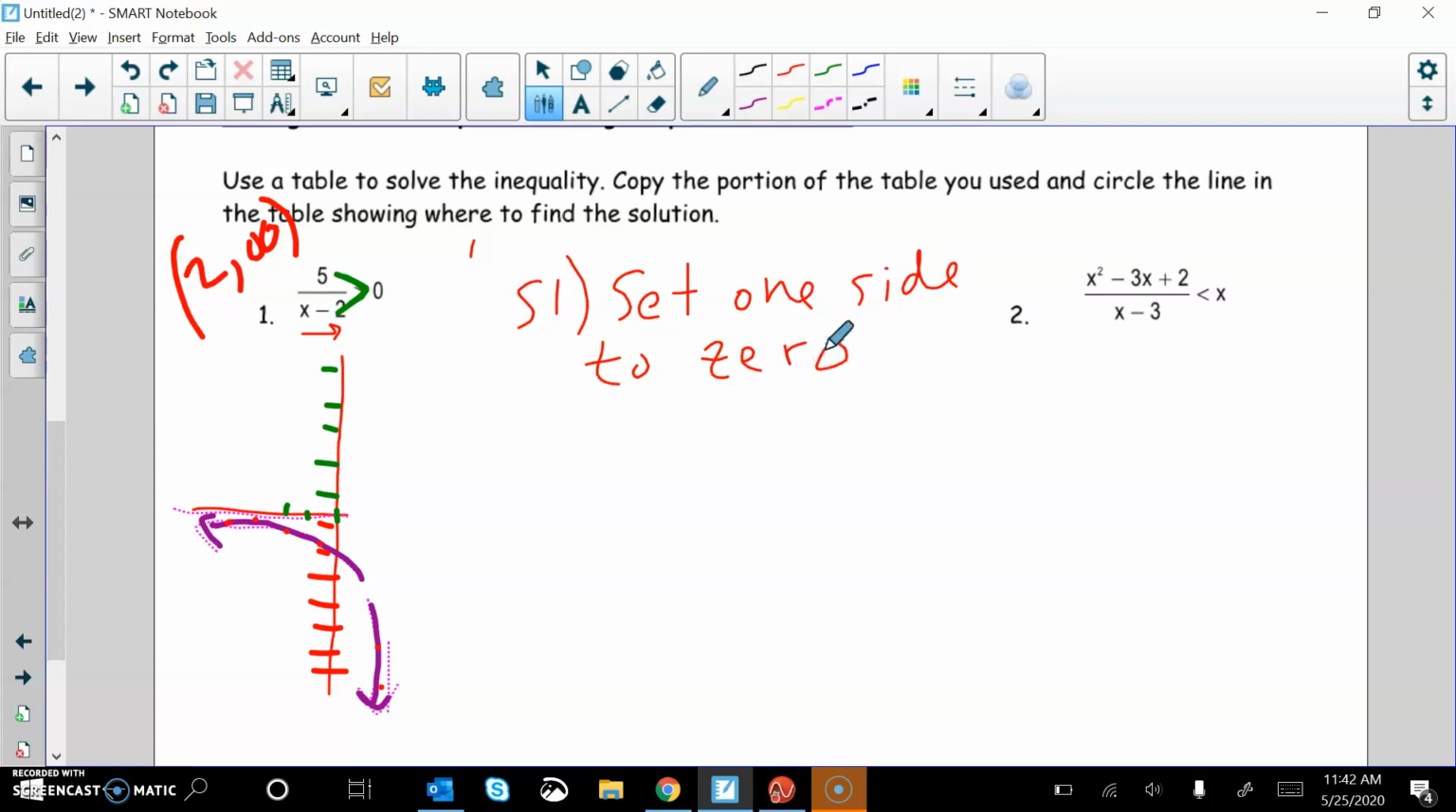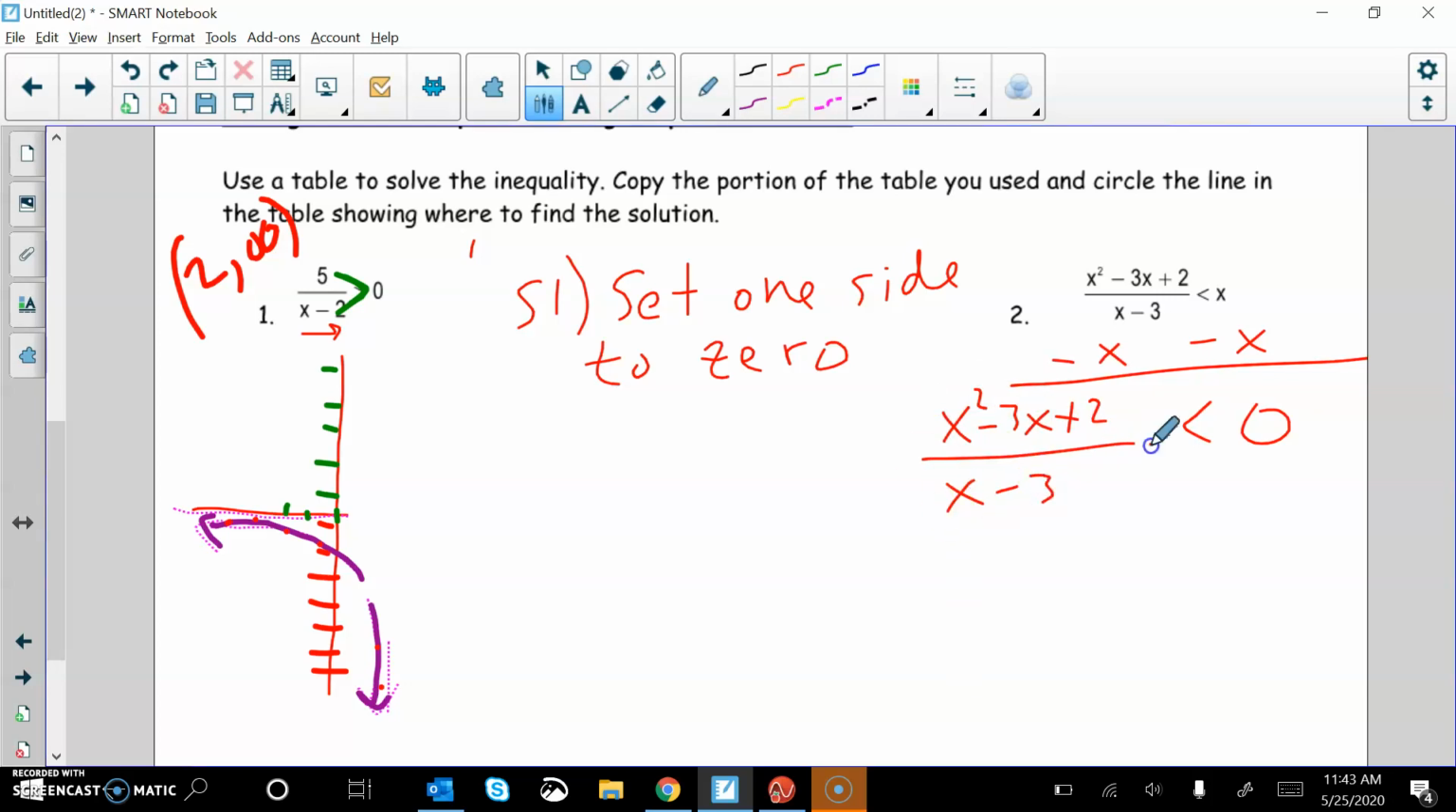So for this one, I need to subtract x. So I'll have my 0 on the right. Over here, I have x squared minus 3x plus 2 over x minus 3, minus x. All right. Step 2, rewrite, in this case, the left side as one fraction.